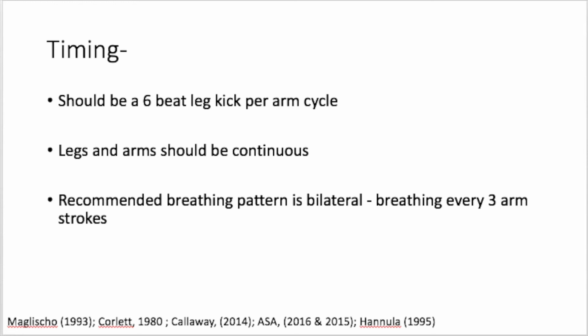The low beat kick is because he crosses them and performs a scissor kick, which can come from a weakness in the upper body, but it also stems from kicking from the knee. The last part of timing is having a regular breathing pattern, either bilateral or unilateral. The swimmer in the video does not have any of these.